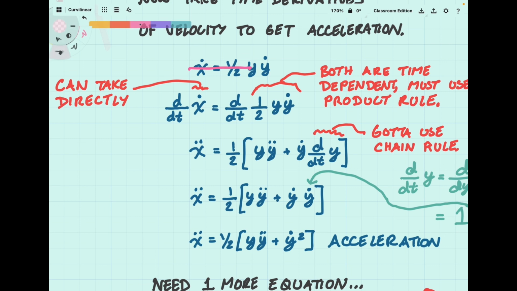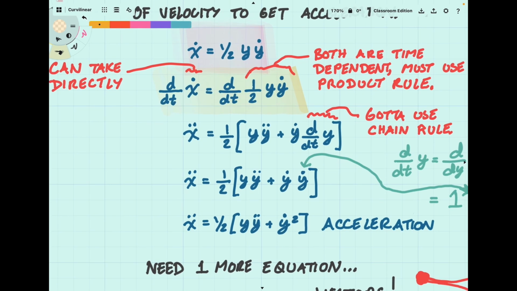Velocity equation. There we go, right there. And taking the time derivative of both sides in the next step. From that, on the left-hand side, we've got a time derivative of x dot, where x dot is the time derivative of x. So that's already time dependent, and I can just take the derivative directly.